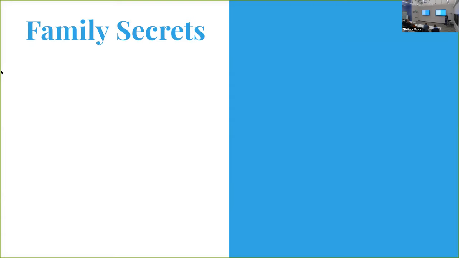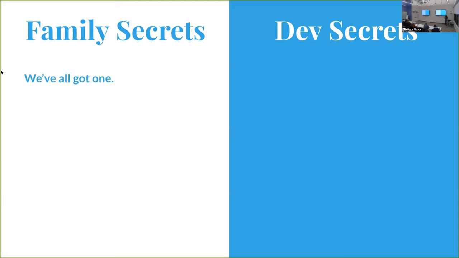So on one hand, we've got family secrets. And on the other hand, we have dev secrets. And these are two very different things, even though we use the same word for them. For instance, with family secrets, we've all got one, and you know, they're great at parties. Everyone likes gossip. Everyone likes to play around with that stuff. They're also a fun way to burden a friend, you know?